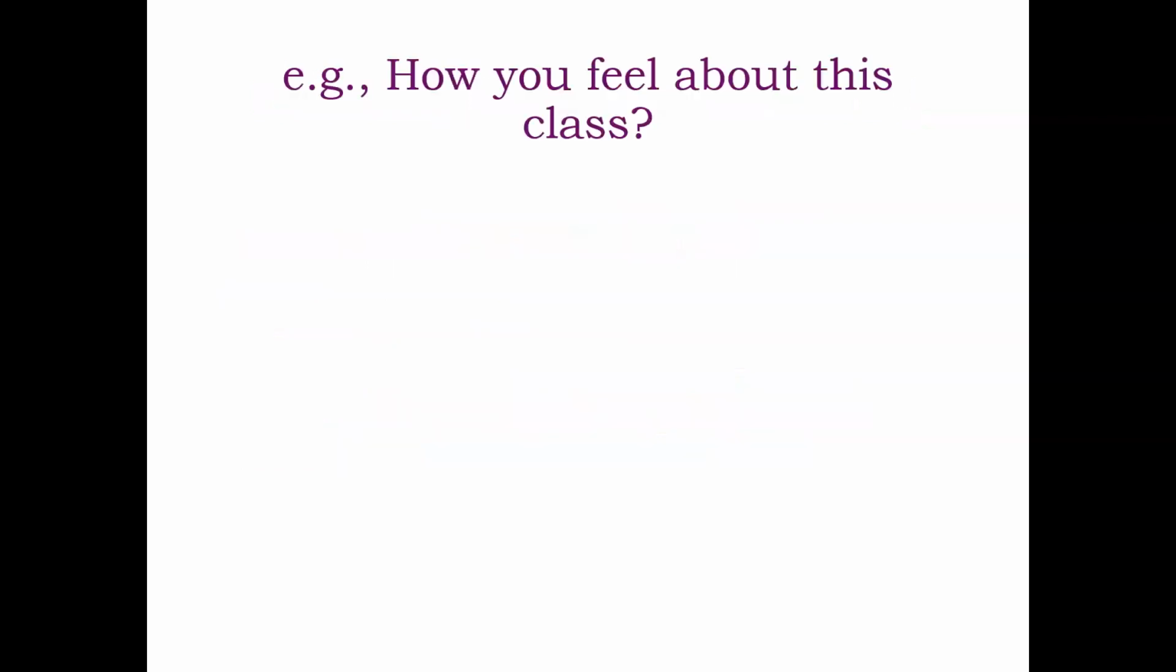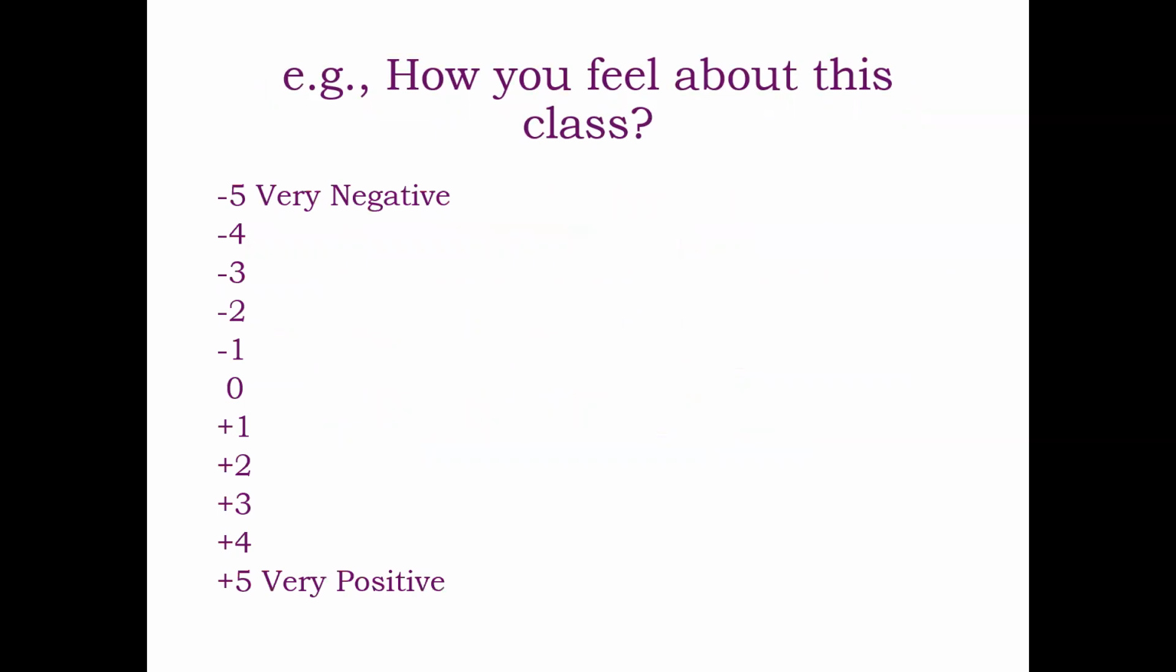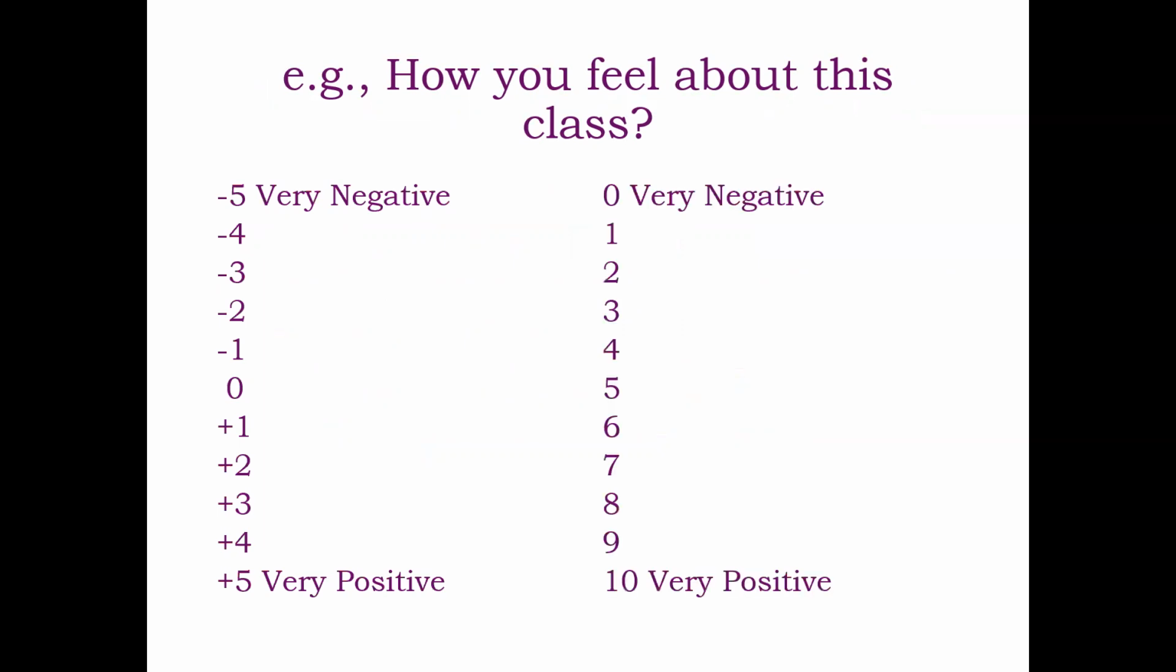So for example, how do you feel about this class? I could have you guys indicate on a 10, 11 point scale where -5 means very negative and +5 very positive. Or I could code it like this: 0 is very negative and 10 is very positive. This is largely a matter of preference for researchers. I tend to do 1 through whatever. I don't use zeros because of coding difficulties, and I don't use negative numbers because I don't like to, right? It makes more sense to me to have it the other way, but it's preference.